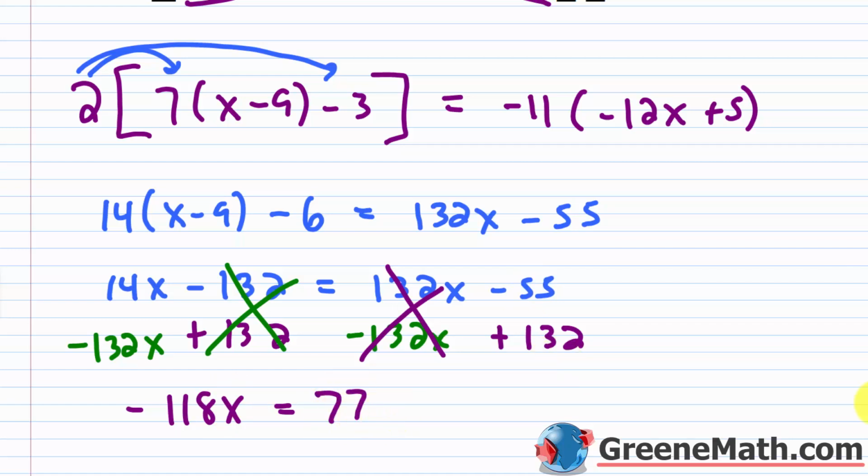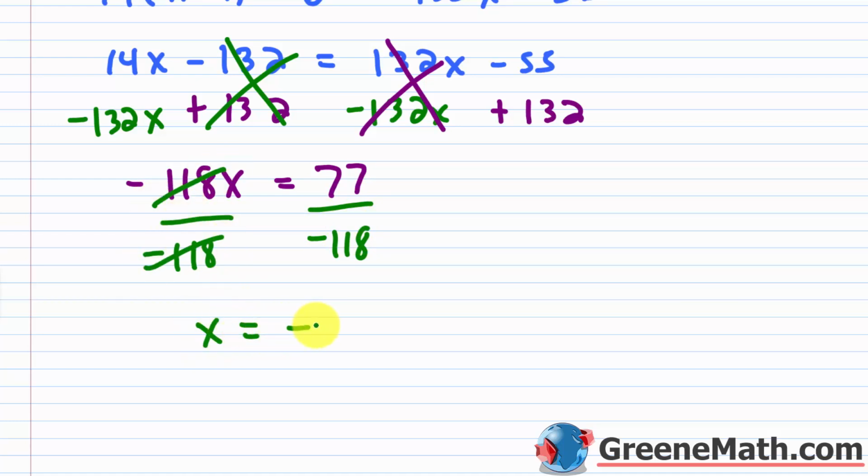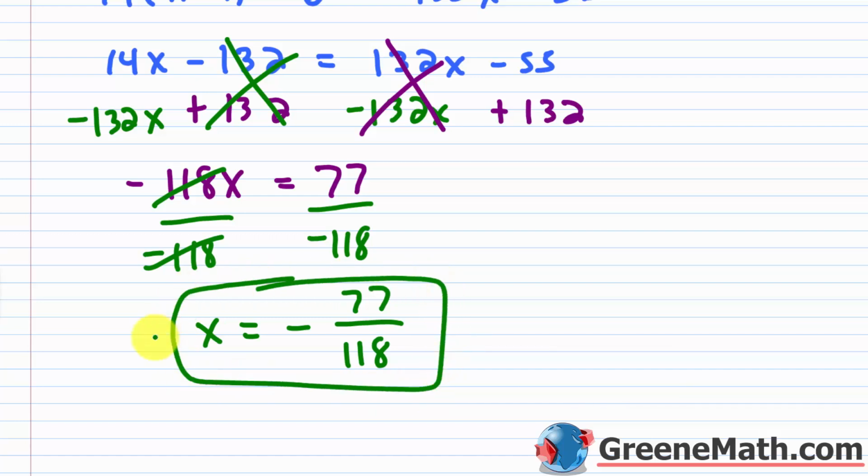So let's go ahead and finish this guy up. Let's divide each part by negative 118. And this will cancel with this. You'll have x is equal to negative 77 over 118. Now, is this something that I can simplify? 77 is 7 times 11. 7 is prime, 11 is prime. 118 is not divisible by 11, and it's also not divisible by 7. So this is as simple as you can make it. So x is going to be negative 77 over 118.